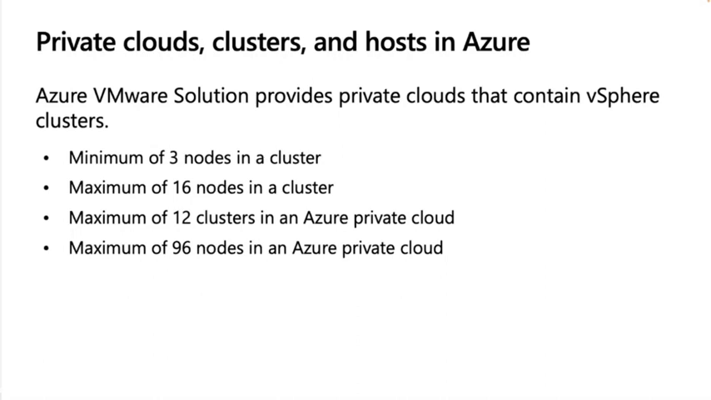So that being said, private clouds, clusters, and hosts in Azure. Oh my, I just like that title. You need a minimum of 3 nodes in a cluster, and that's pretty much on par with vSAN, where you need 3 hosts to have a vSAN cluster. If you want to have a production cluster, you need 3 hosts, so the bare minimum is 3. You can have 16 nodes in a cluster, and the max is 12 clusters in an Azure private cloud. So you can have 96 nodes, which is quite a lot because these are big beasts of a machine.